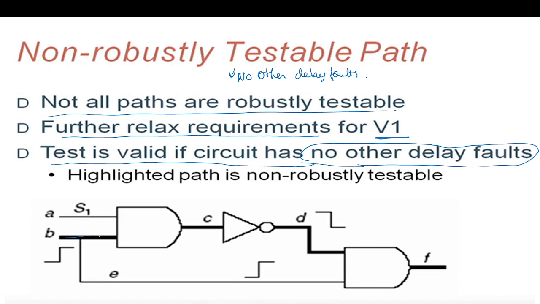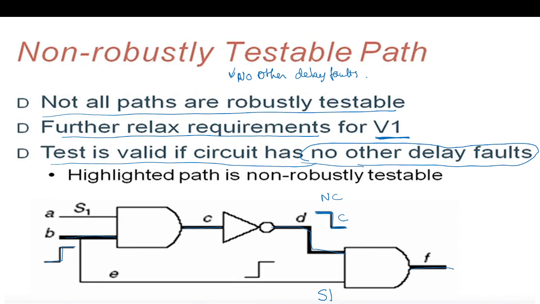So if you want to propagate this transition to this path, in the robustly testable case, we have a transition here. For an AND gate, this is a non-controlling value and this is a controlling value. Then if we had a robustly testable path, this should be strictly 1. But here, that means we cannot test this path robustly.